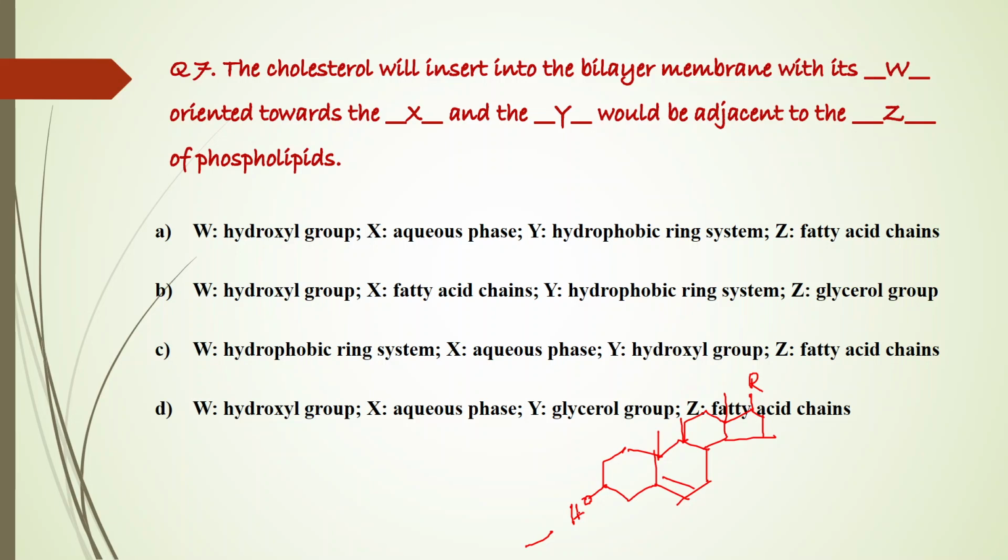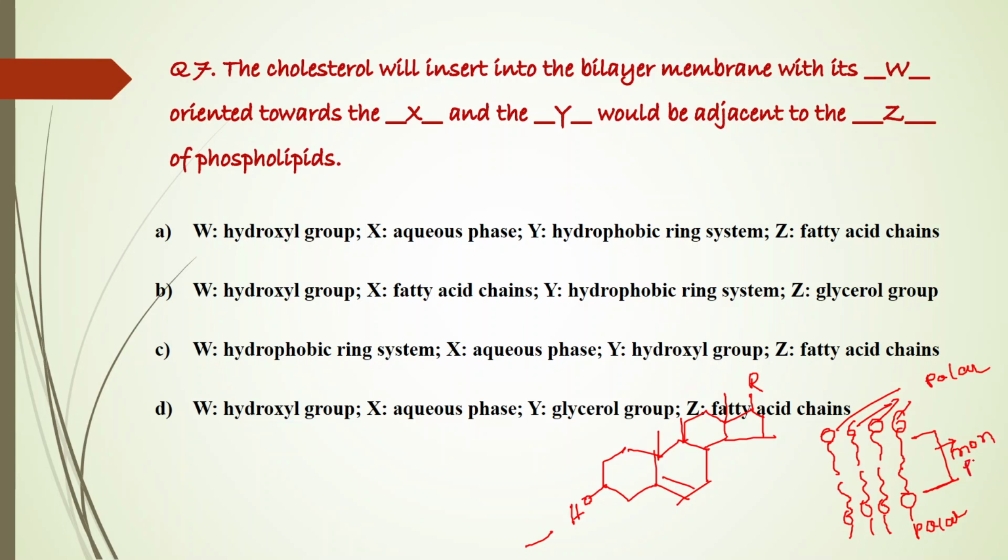Now it is saying the cholesterol is getting inserted into the bilayer membrane. So how does the bilayer membrane look? It looks like this, where these round ones are polar head groups, and this intermediate region is your non-polar part. So now if cholesterol wants to insert into this kind of bilayer membrane, how should it orient itself?